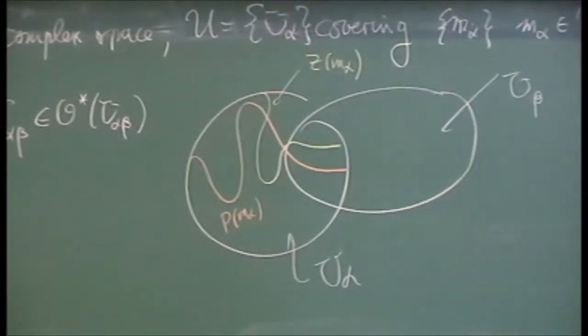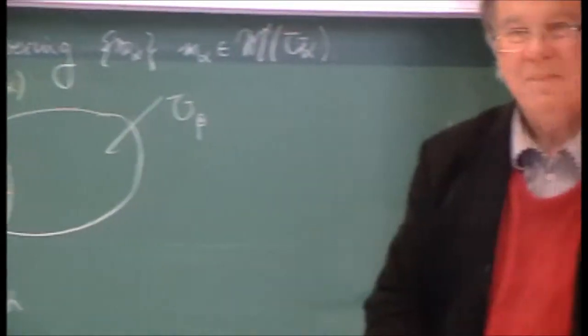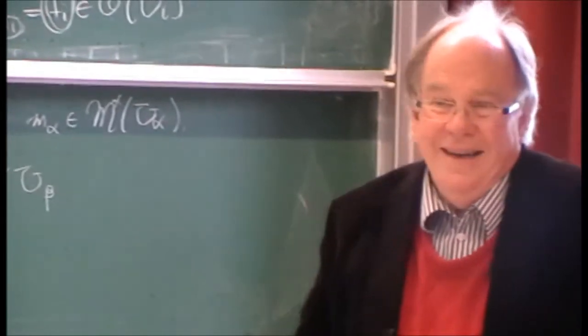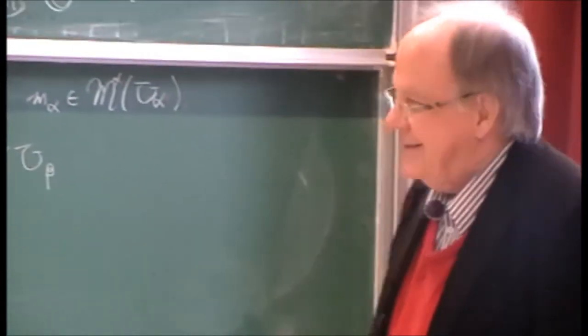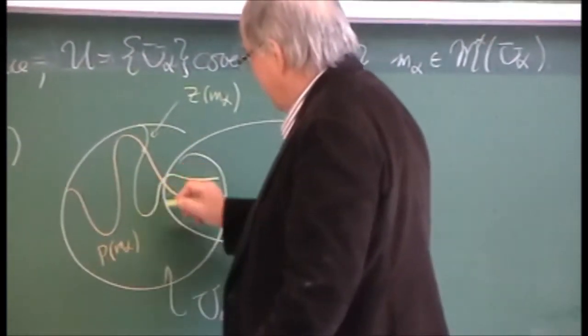How could they intersect? The polar set and the zero set intersect at the origin. It's exactly that problem. Glad you mentioned that again. This is the problem. Here there will be some blowout probably, some terrible stuff.